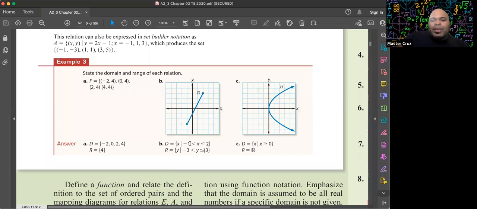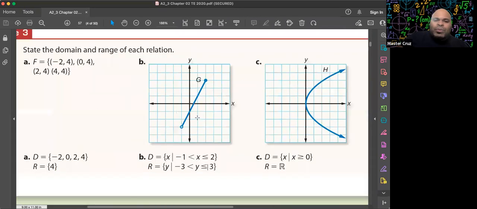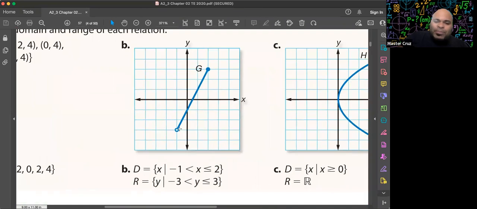The first number is where you start, and the last number is where you end. So you started at -1 on the x-axis, and you'll end at +2. Now, notice that, and I'm going to zoom in for this, this point is empty. Therefore, that is not included. That's an open circle, so this is just less than.